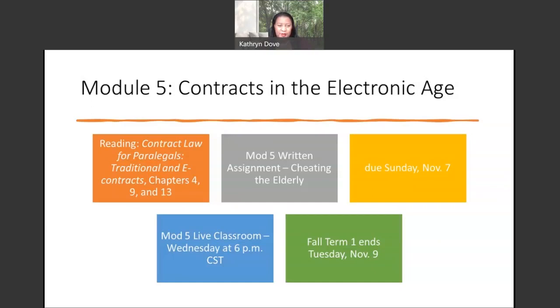So let's talk about what's going on in Module 5. We will be talking about contracts in the electronics age. You'll need to read in your textbook Contract Law for Paralegals, chapters 4, 9, and 13. You have a Module 5 written assignment on cheating the elderly. And we will be meeting Wednesday for our Module 5 live classroom. There is no quiz this week.